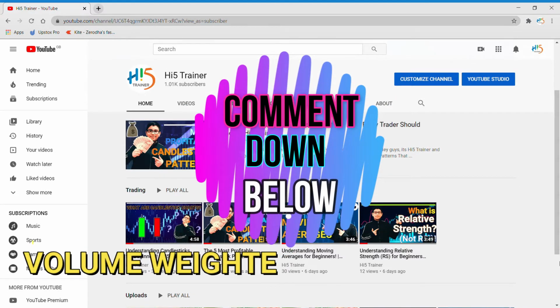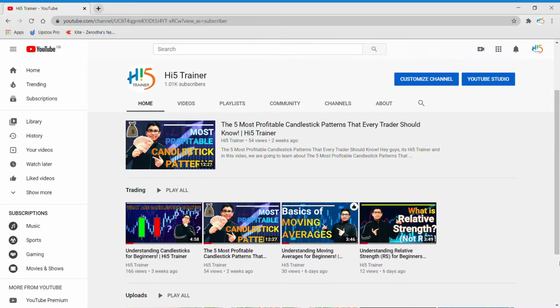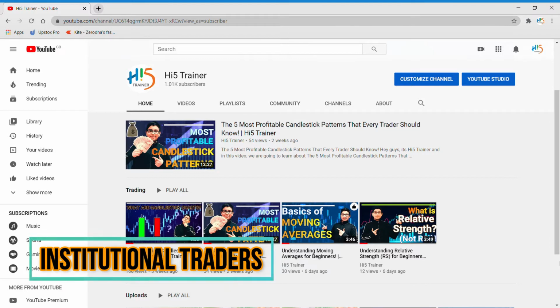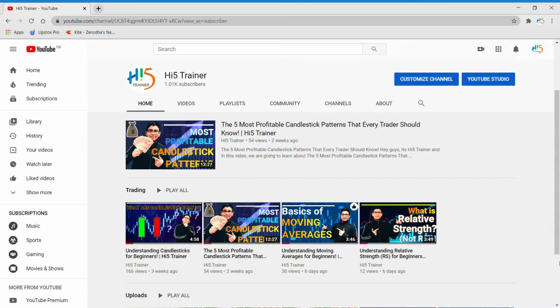VWAP or volume weighted average price is an intraday indicator, so it's meant for intraday only and not for daily charts, weekly charts, etc. And it's used by institutional traders as well as retail traders to find the average price the stock has traded throughout the day and to determine the intraday trend.